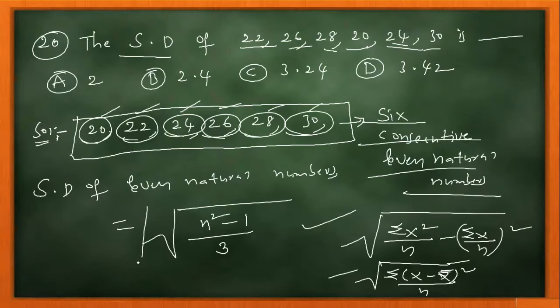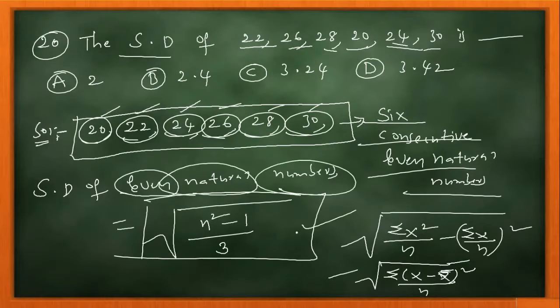Otherwise, you can use this shortcut formula for only even natural numbers or odd natural numbers: square root of (n square minus 1) by 3. How many consecutive even natural numbers are these? 6 consecutive even natural numbers. Just substitute n equals 6. Then what is your solution if you substitute n equals 6?